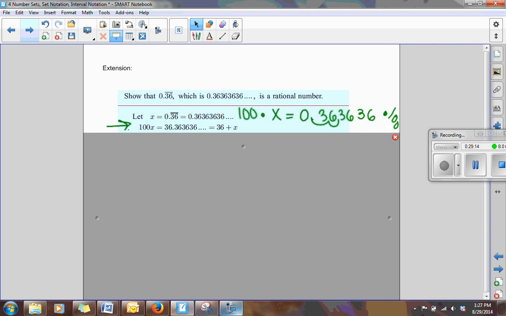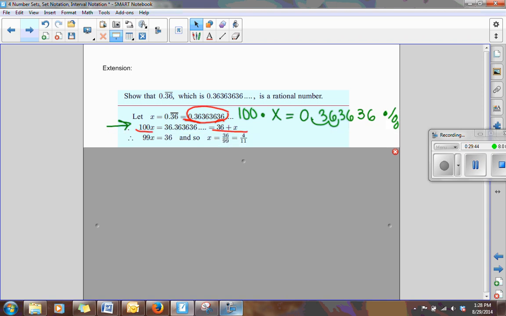Okay, so notice what we get here. That is equal to 36, right, here's the 36 part, plus x. Remember, x is this, so it's all of the 0.36 repeating stuff. So we're going to just write that as 36 plus x. Okay, so 100x is equal to 36 plus x.